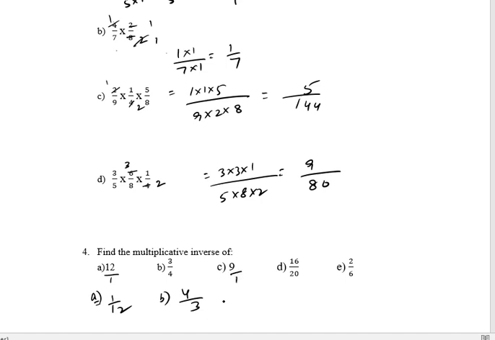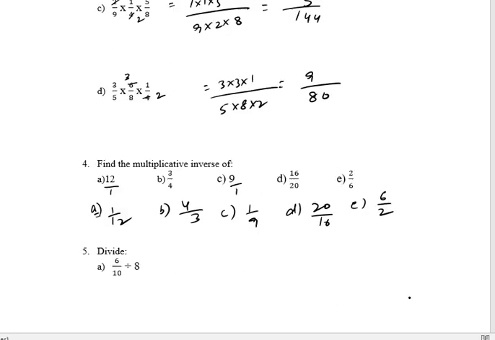C is, we can make it 9 upon 1, so it will become 1 upon 9. D part will become 20 upon 16, multiplicative inverse, and E part will become 6 upon 2. Very easy, I hope this is.